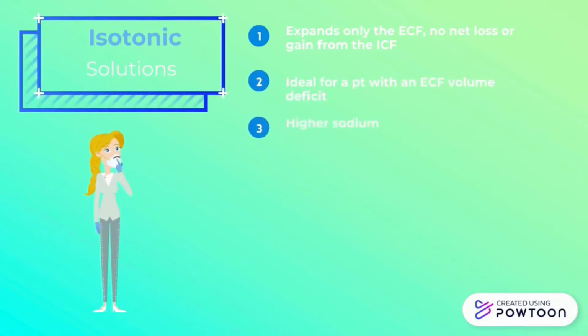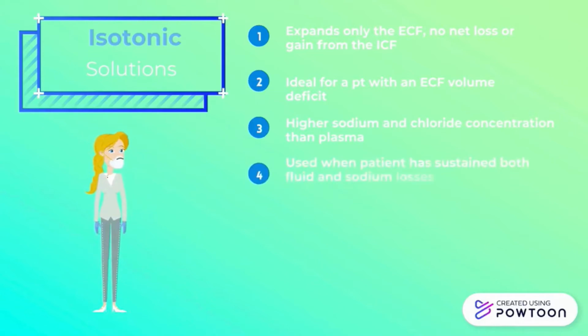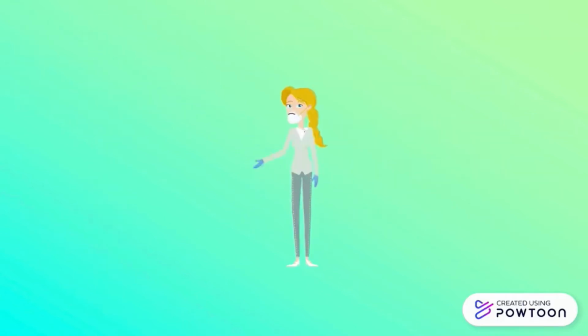Isotonic solutions have a higher sodium and chloride concentration than that of plasma. It can be used when patients have sustained both fluid and sodium losses or in hypovolemic shock. However, excessive administration of isotonic solutions can cause extreme elevation of sodium and chloride levels.